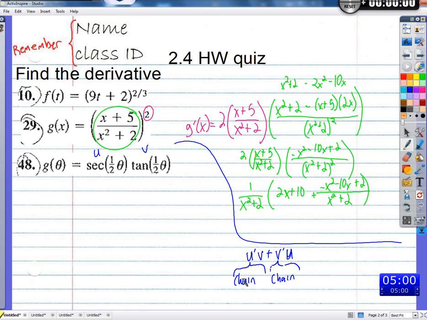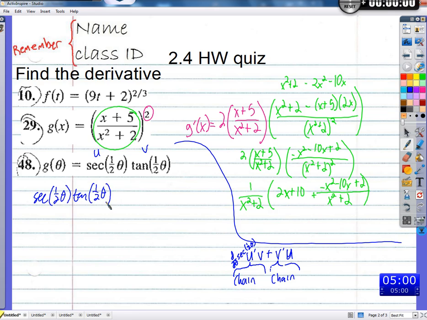So the first thing we're going to do is take the derivative of u, okay? And u is secant of 1 half theta, right? U prime is the derivative of this, d/d theta, because theta is the independent variable. How do you take the derivative of this? Well, the outside function is secant. What's the derivative of secant? Secant of the thing times the tangent of the thing, whatever that thing is that you're taking the secant of. Secant of 1 half theta times tangent of 1 half theta.